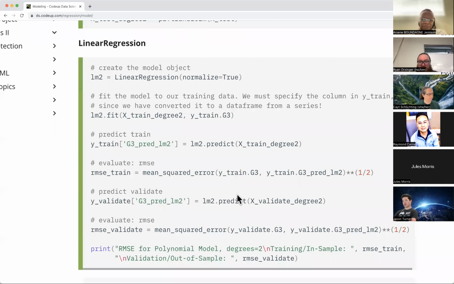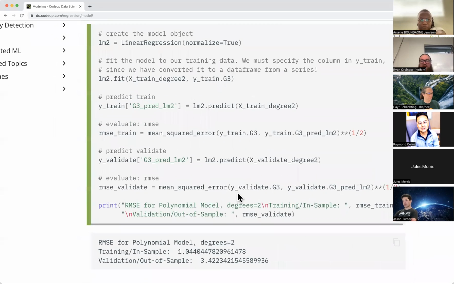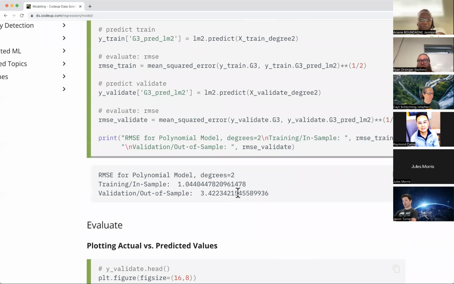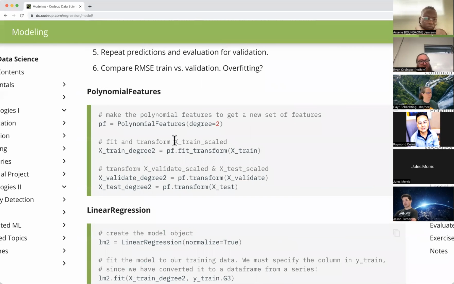Cool. Was that helpful, Arsene? Oh yeah. Okay, it was. I didn't even think about it. I was more thinking about the parameters. Thank you. Got it.